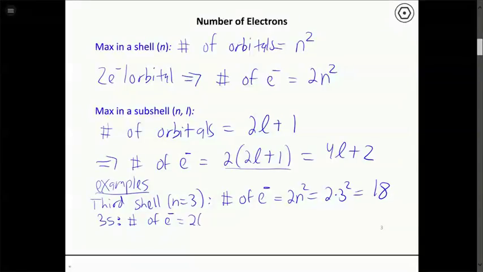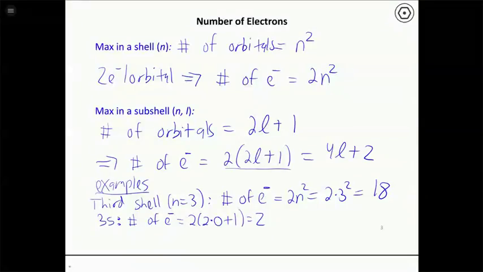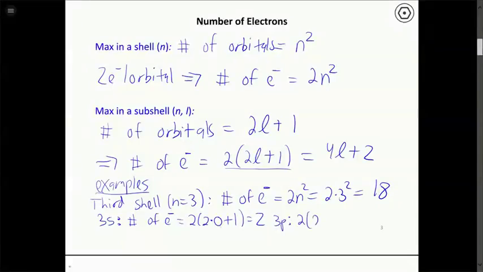So it's going to be 2 times (0 plus 1). For an s subshell, the value of l is 0, which means we can put 2 electrons into the 3s subshell. For 3p, 2 times (1 plus 1), so l is 1 for the p subshell. That means you can put 6 electrons into 3p. And then for 3d, 2 times (2 plus 1), so l equals 2 for the d subshell. It means 10 electrons can go into the 3d.